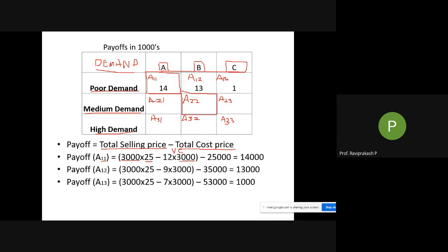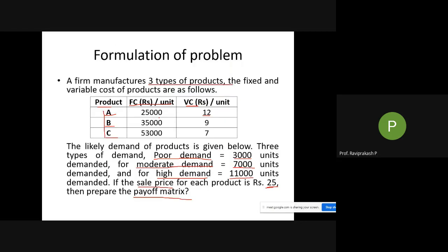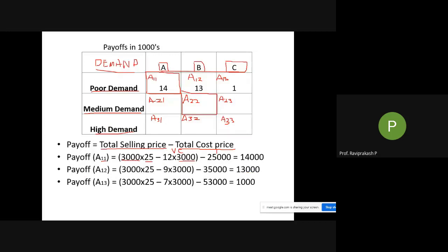So variable cost is 12 into 3000, minus what is fixed cost? Fixed cost is 25,000. So that is minus 25,000. I'll write here fixed cost. So that is 3,000 into 25 minus 12 into 3,000 minus 25,000. When you calculate this, I am getting 14,000. As you can see here, this payoff is in thousands. I am writing only 14.